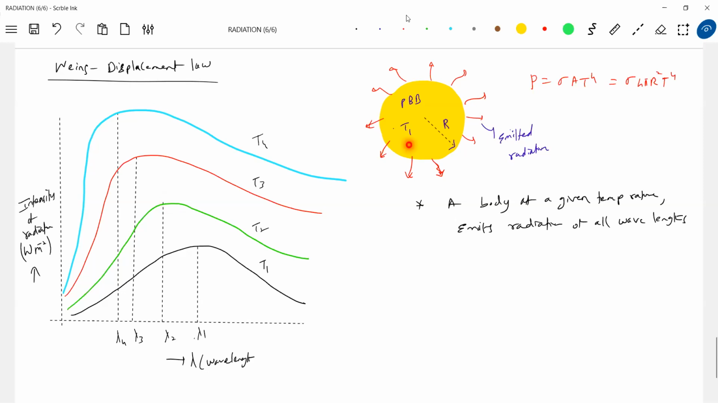Again, I'll increase the temperature to T3. Then what I notice is that it will give out radiation of all wavelengths, and again at one particular wavelength the intensity is maximum. Now, what Wien has seen is that these two are related. The product of the wavelength lambda and T is equal to a constant, B, which is called Wien's constant.